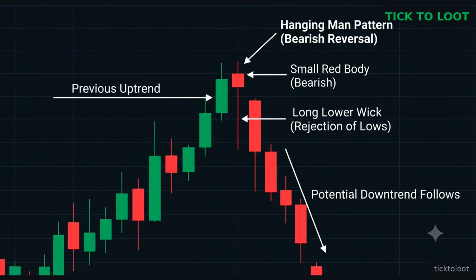The hanging man pattern is similar to the hammer pattern, but it occurs at the top of an uptrend. It has a long lower wick and a small body at the top. This pattern is bearish and indicates that the trend may be reversing. It's like a warning sign that the price may be about to drop.